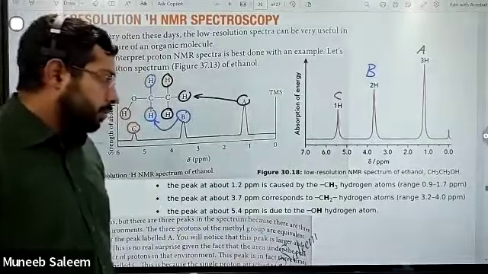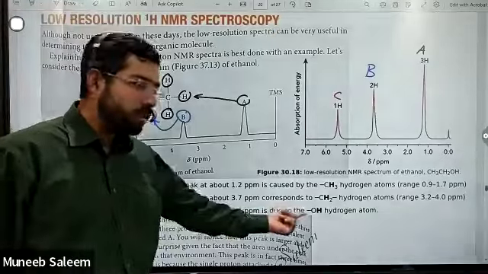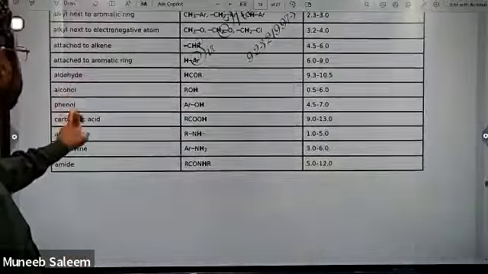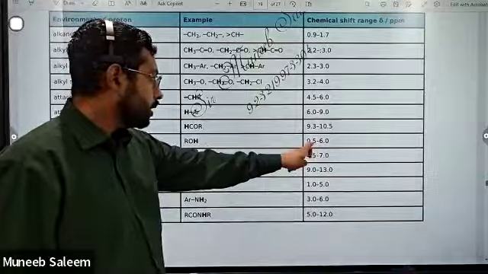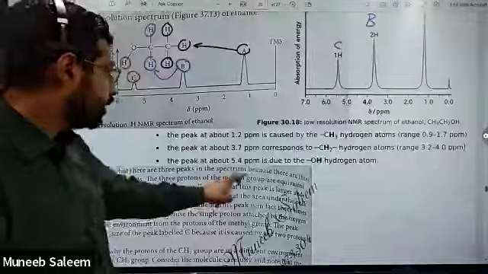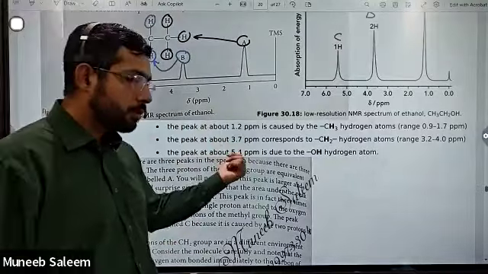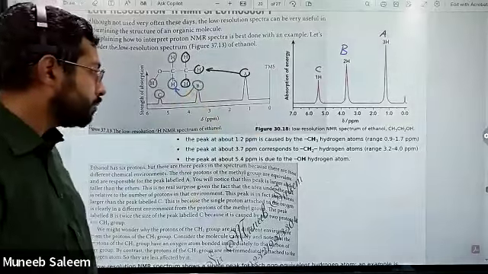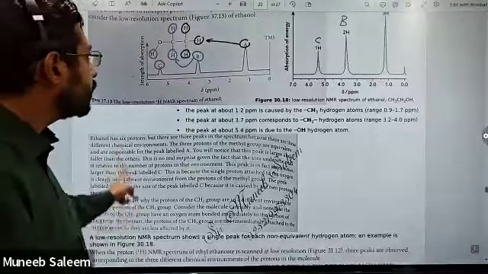So this is because of being next to the electronegative atom, and the last one is 5.4 ppm, which is a part of the OH group. So the hydrogen which is a part of the OH group must be present from the alcohol. So 0.5 to 6.0 is the range of the chemical shift. So we can see up to 6.0, yes, this value does occur in the same range. So we have placed the peak values according to the chemical shift values and also labeled them according to the number of hydrogen atoms. So that's the spectrum at low resolution.